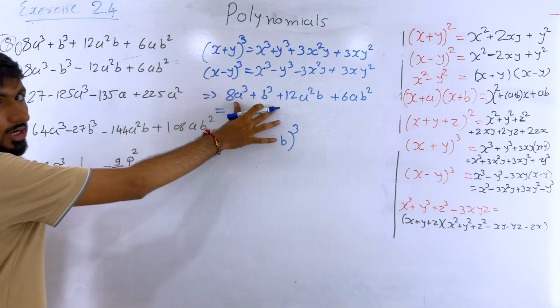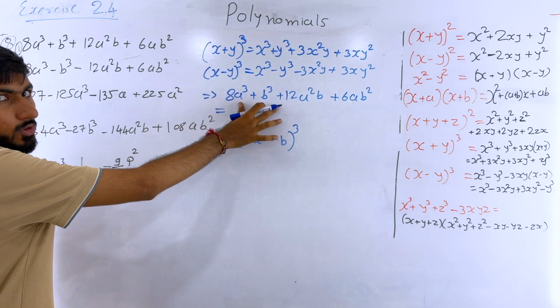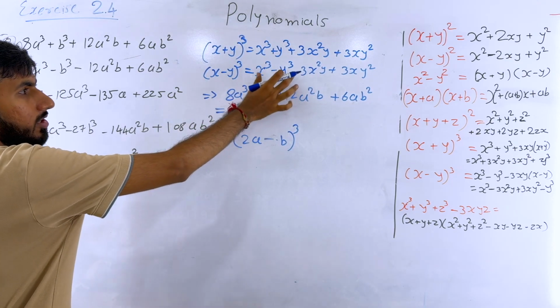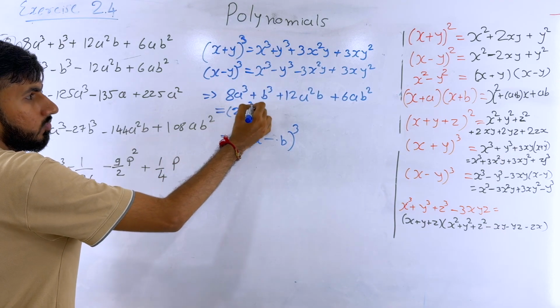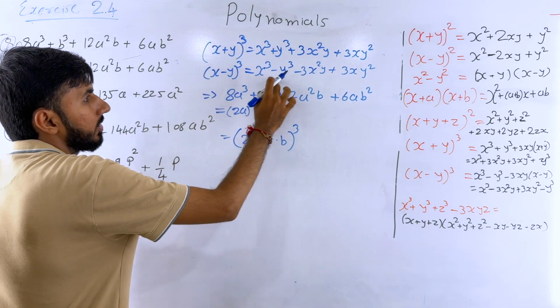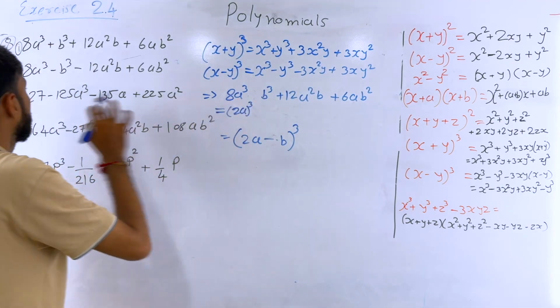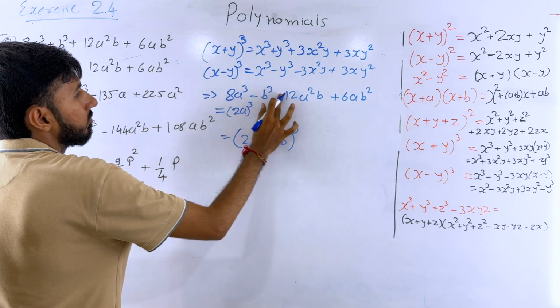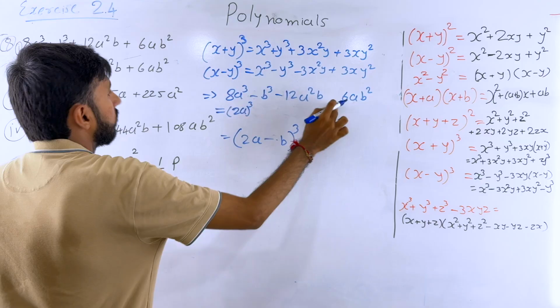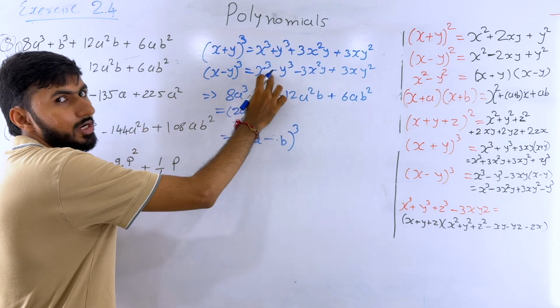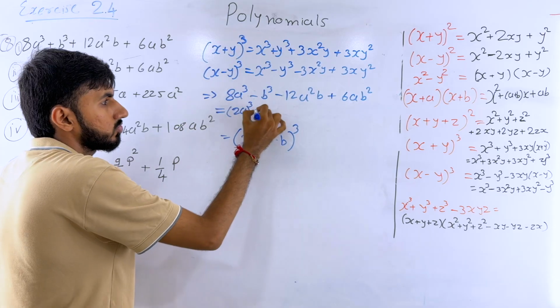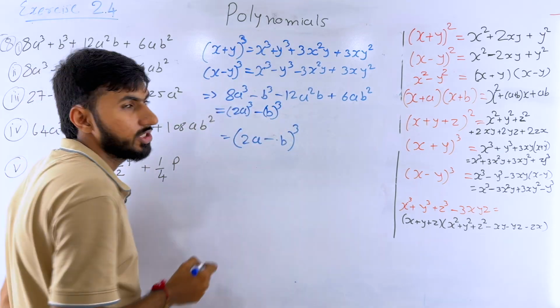So this is my question, right? Now I have to convert the question into the similar form of the identity, so I can apply the identity. I have x cube, so I can write it as (2a) cube, right? Then I have minus y cube. My question has negative signs here, and the last one is positive, right? So minus y cube, I have minus sign here, b here, and y here. So let me just write it as b cube.